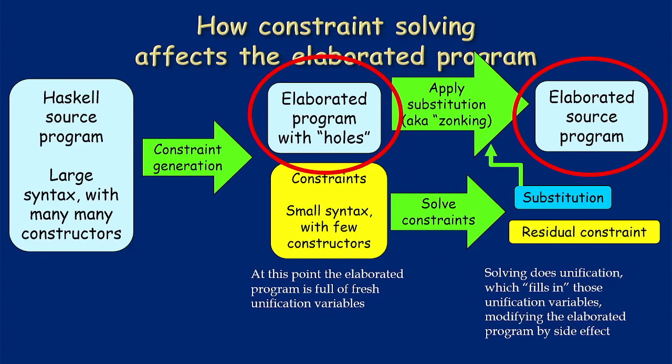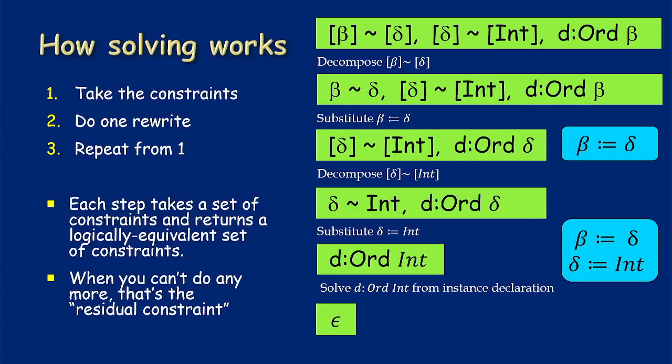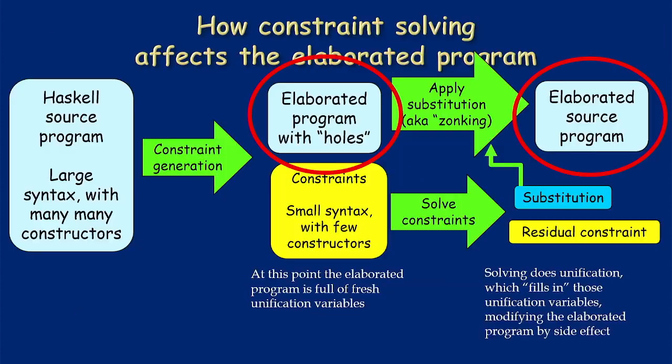Next step, how does solving affect the source program? What actually happens is that the elaborated program is full of unification variables. You might say lambda x with type alpha, where alpha is a meta type variable, a unification variable not yet filled in. When the constraint solver fills it in, which it did here, that affects the program by side effect. Ooh, this is an imperative program. In the heart of GHC's type checker is an imperative program. So we fill in all the holes in the elaborated program. That's how the two are connected.